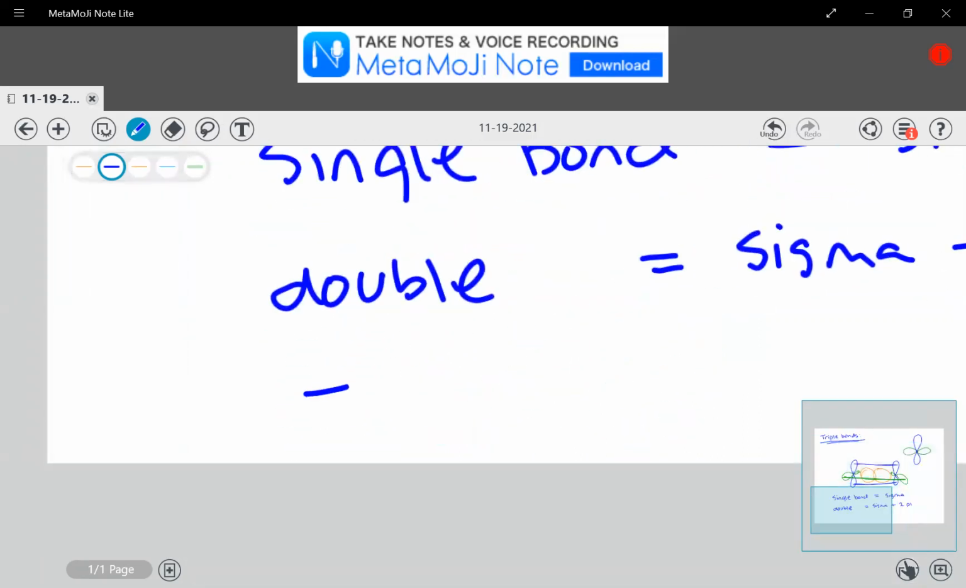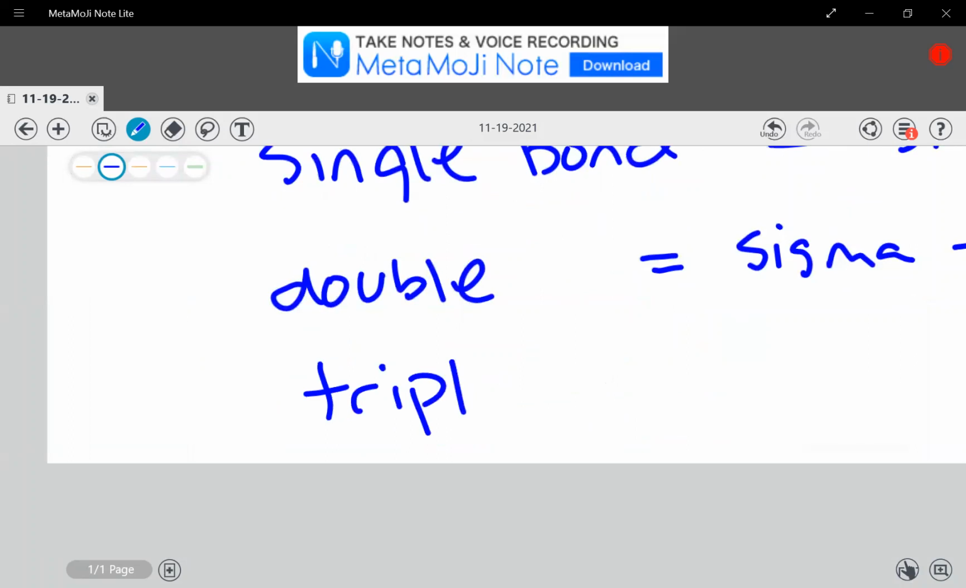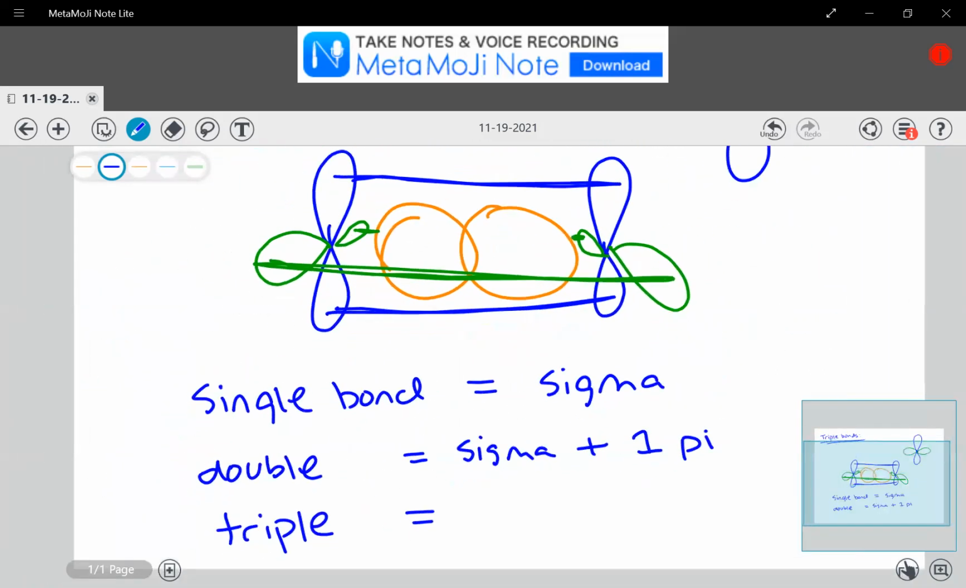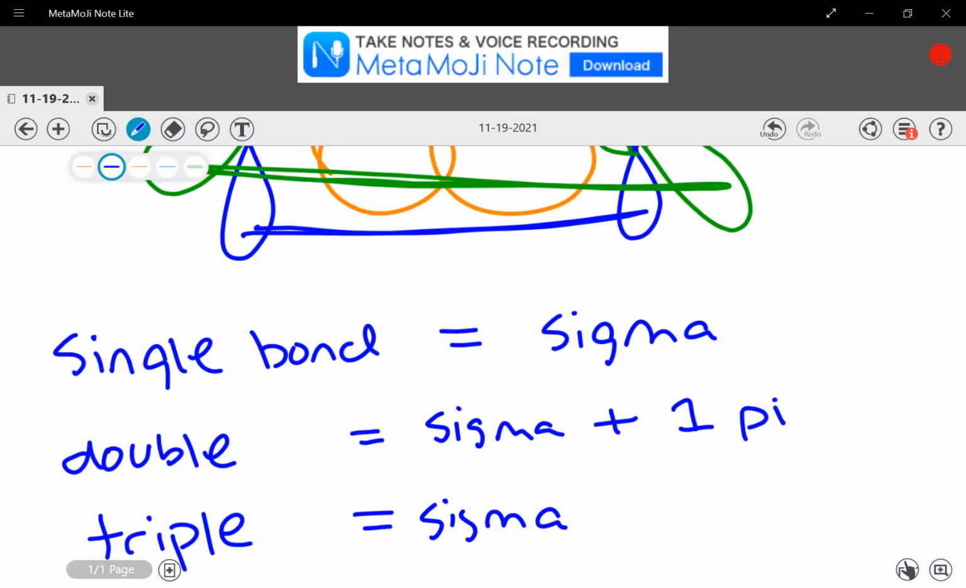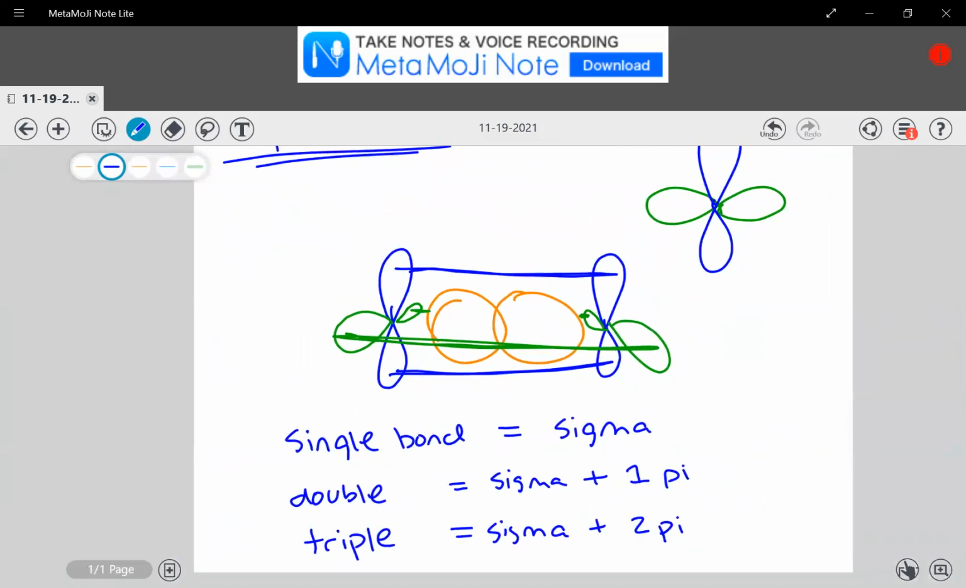Anyways, triple. So triple, as you can guess, hopefully, stare at this drawing for 5 seconds and figure out that it's going to be a sigma plus 2 pi. This sideways pi bond here, the green one, that's what makes it a triple bond.